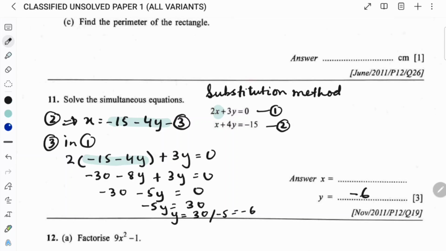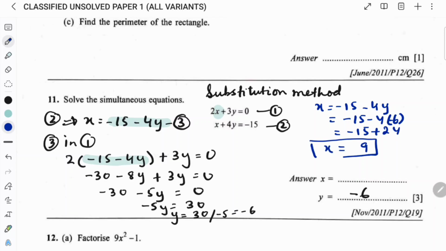Now we are going to find out the value of x. Put it into equation 3: x equals minus 15 minus 4y. Y is minus 6, and that will become minus 15, minus into minus is plus 24, and the difference is 9. So x equals 9. 9 and minus 6 are the answers for this question.